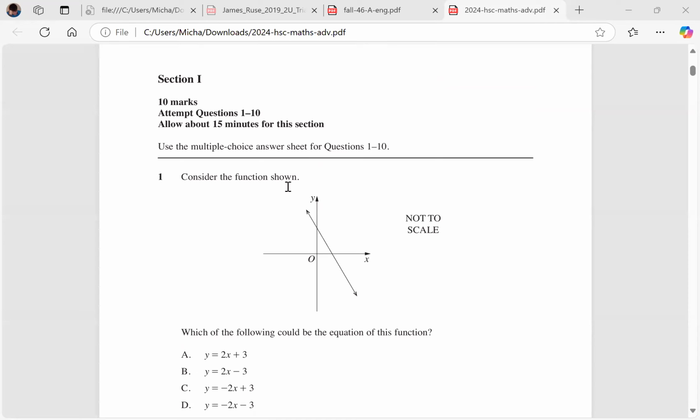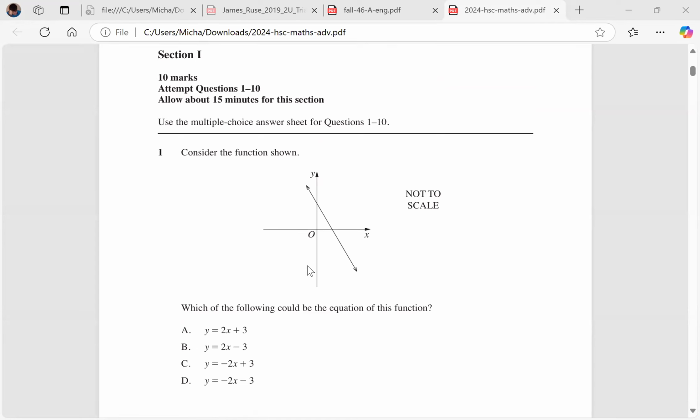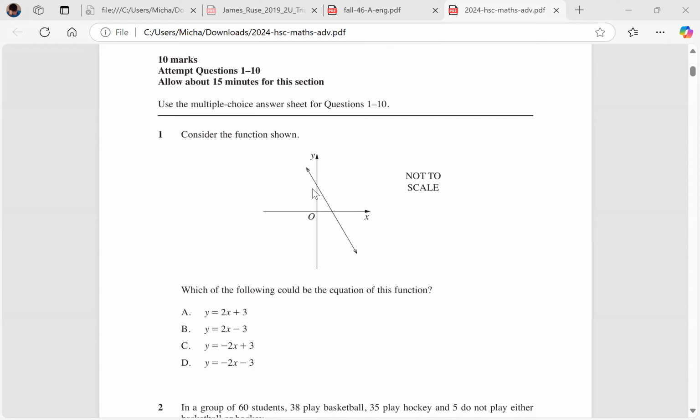Consider the function. Which of the following could be the equation of this function? Well, okay, so it's like a negative slope and a positive y-intercept. So, did everyone get C? Yeah. Okay.